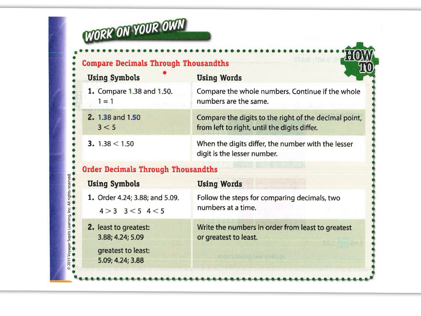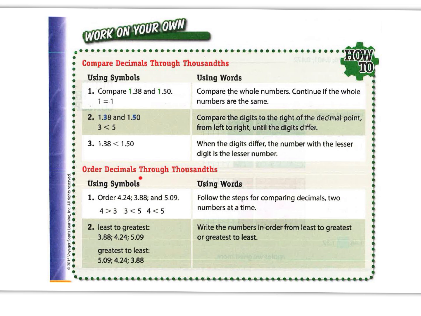All right, this says compare decimals through thousands. Using symbols, compare 1 and 38 hundredths to 1 and 50 hundredths. Well, 1 equals 1, so you're going to compare the whole numbers. Continue if the whole numbers are the same. All right, then you're going to compare the digits to the right of the decimal point from left to right until the digits differ. Well, here they differ, right? The tenths place, 3 is less than 5. So when the digits differ, the number with the lesser digit is lesser. So we know that 1 and 38 hundredths is less than 1 and 50 hundredths.